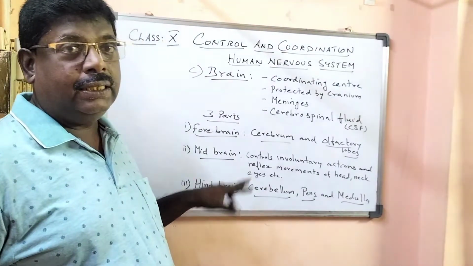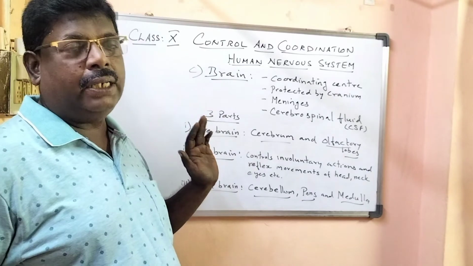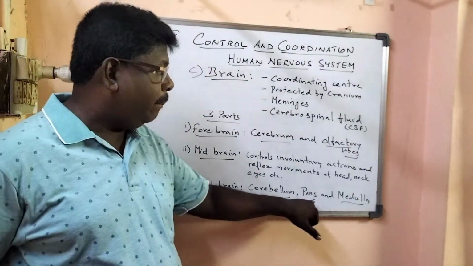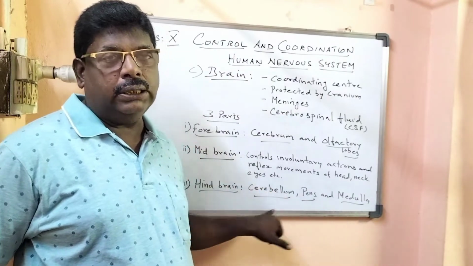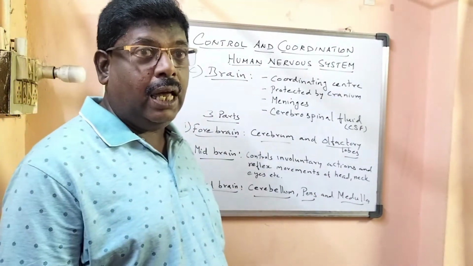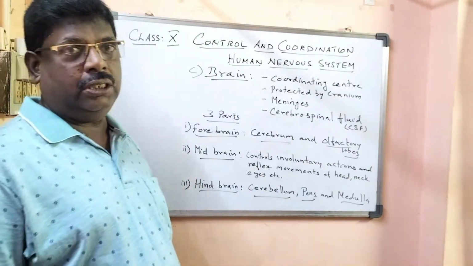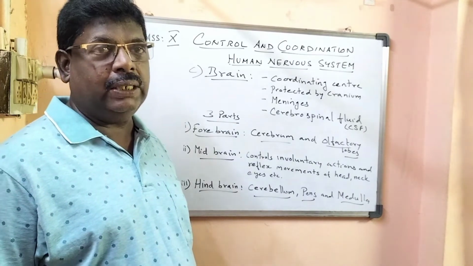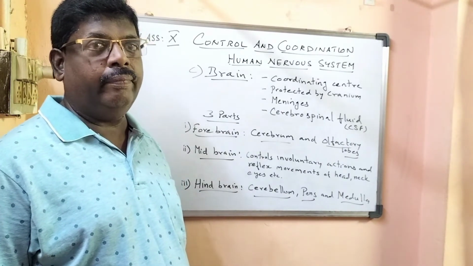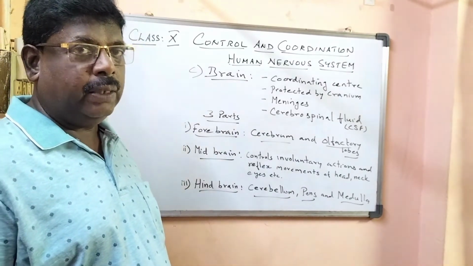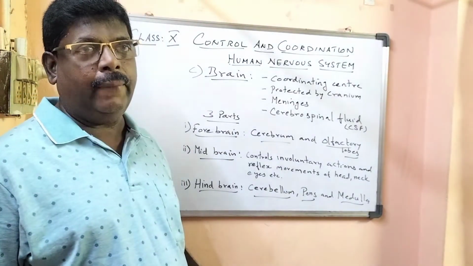And finally, the lowest part of the brain, the hindbrain. It includes cerebellum, pons, and medulla. Cerebellum is concerned with body movements, balance, and posture: the way you stand erect, the way you walk erect, the maintenance of balance and equilibrium. All our body movements and posture are controlled by the cerebellum.